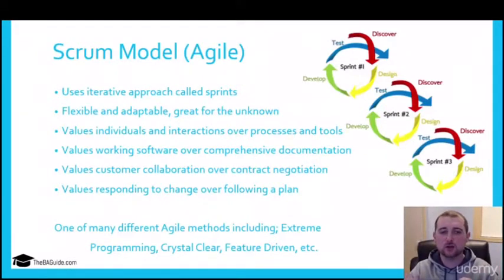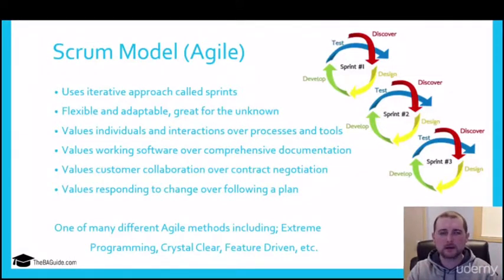And another thing is they value responding to change over following a plan. The waterfall methodology and kind of the linear ones are very process-driven, right? You have your step. And Agile, while it has some steps, those could change, they could fluctuate, and they like to be able to respond to change and quickly adjust for that change rather than saying, oh, we can't do that, that's not part of our process, we have to wait till we circle back around or whatever. So Agile and the Scrum model is much more flexible.